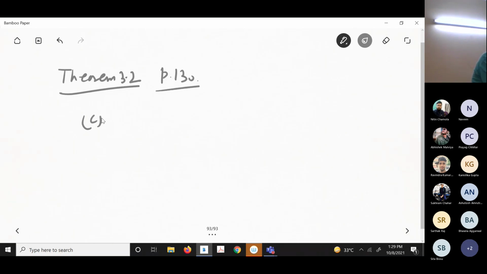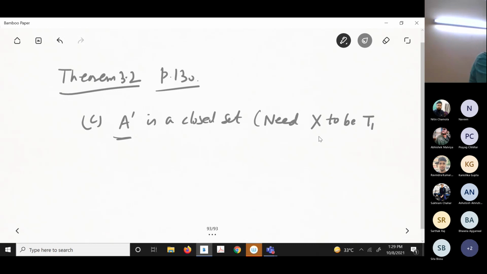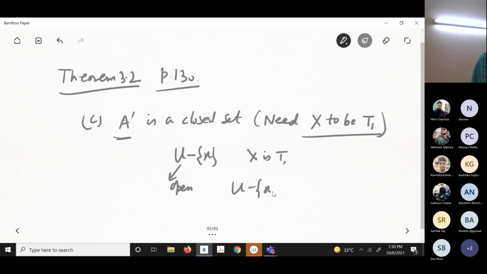In part C, because it's true for metric space, I said prove that A prime is a closed set. Here A prime is the derived set, the collection of all accumulation points. Here you need an assumption that was not there. My TA last year pointed out we need X to be T1. The reason is very simple. Look, U minus x, when X is T1 and U is open, will also be open.